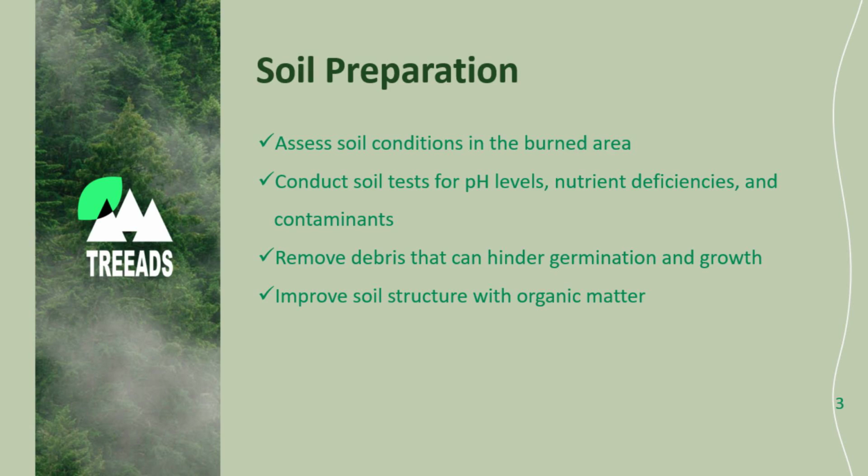In order to prepare the soil for revegetation, begin by assessing the soil conditions in the burned area. Conducting soil tests will help determine pH levels, nutrient deficiencies, and the presence of any contaminants. Remove any debris, such as fallen trees, charred plants, or rocks, that can hinder germination and growth. Improve soil structure by adding organic matter such as compost or mulch to enhance moisture retention and nutrient availability.